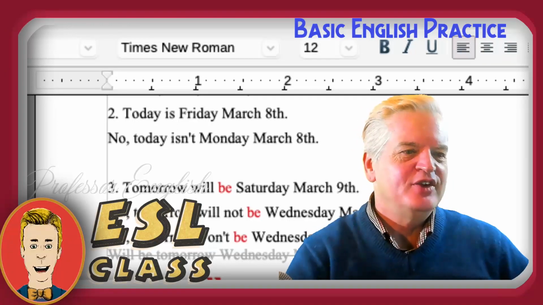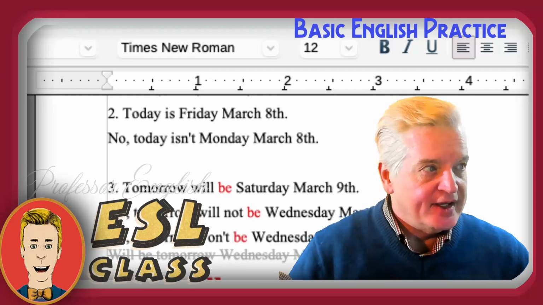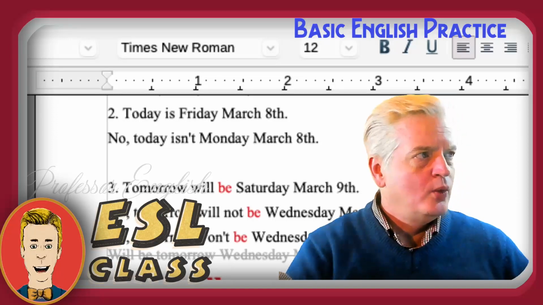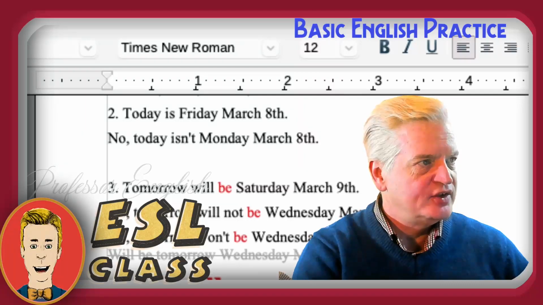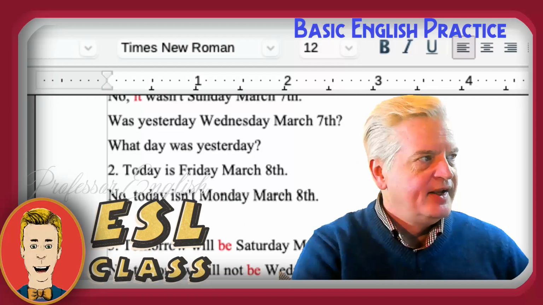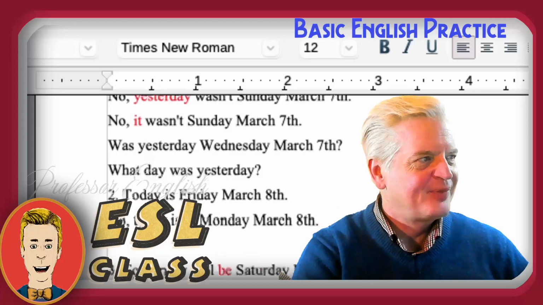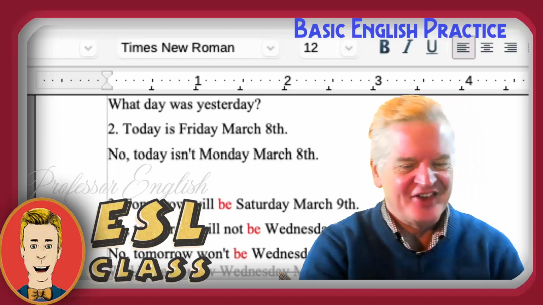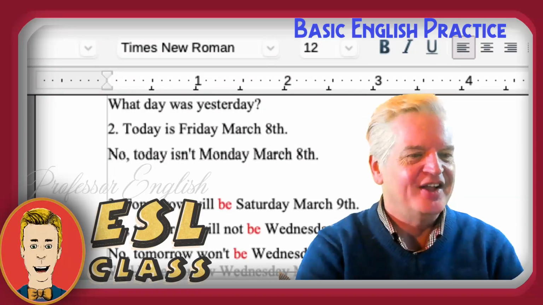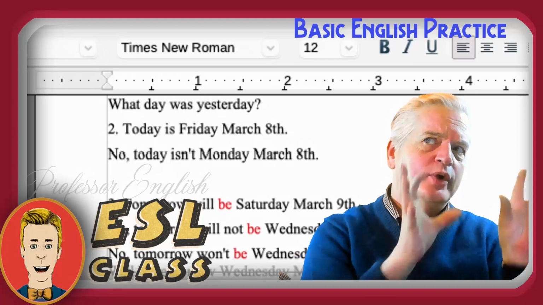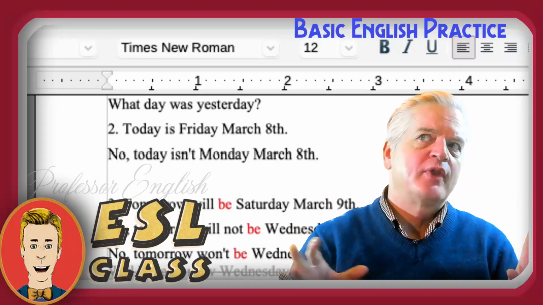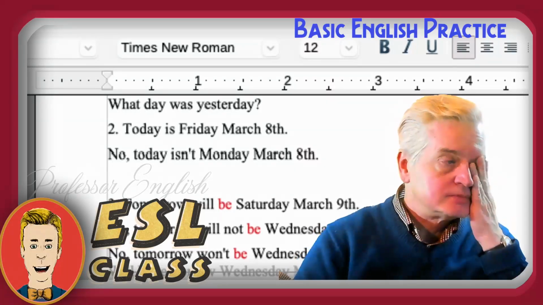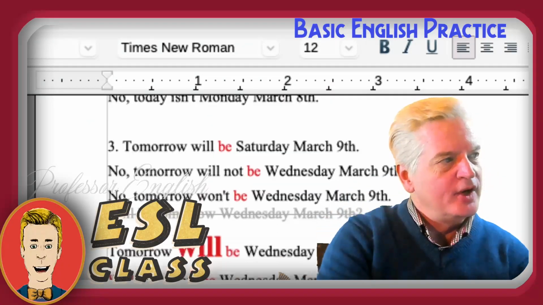And now we have to make a what day is today question. How do you make that? What day is today? And today, according to the information on the screen, today is Friday, March 8th. Or you can make a contraction with today is. It sounds like this: today's Friday. Today's Friday, March 8th.